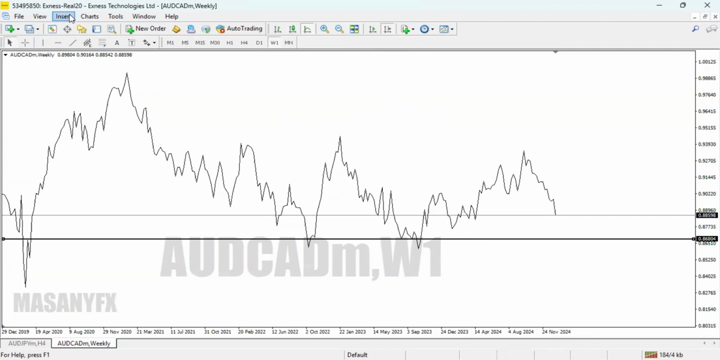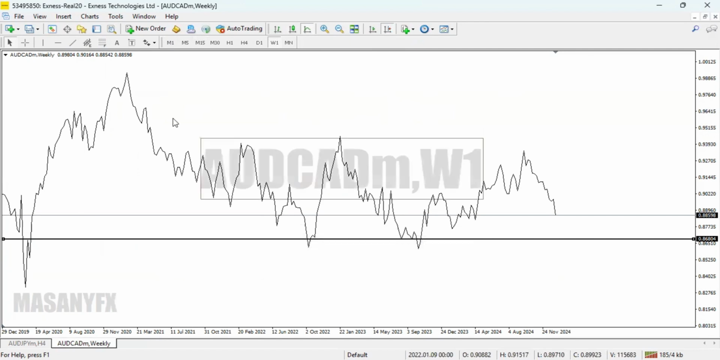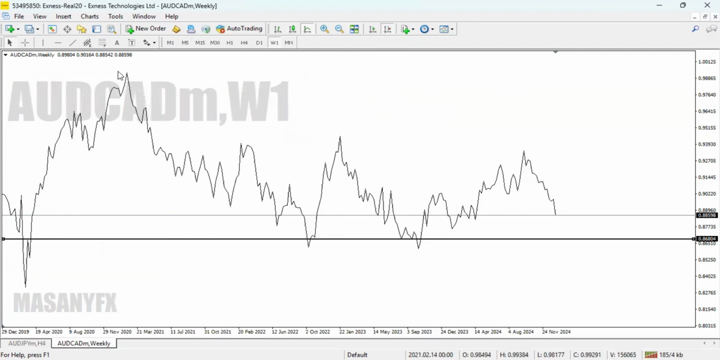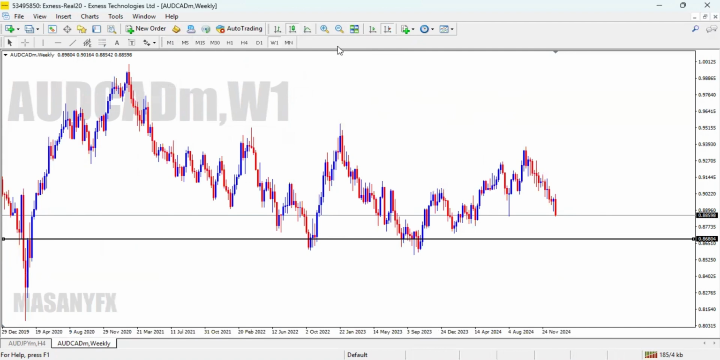Our focus now is here, because I don't want to mind this because it is already no longer fresh. It is already mitigated. We know that the price is going up to hit this. So let me go back to candlesticks again, and let me find my demand zone. Here is my demand zone.